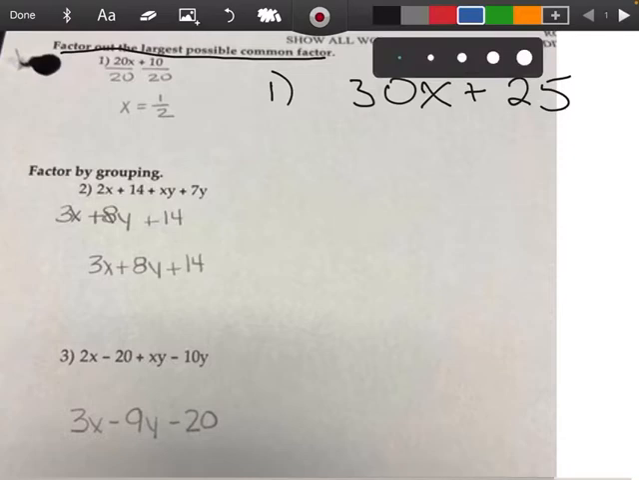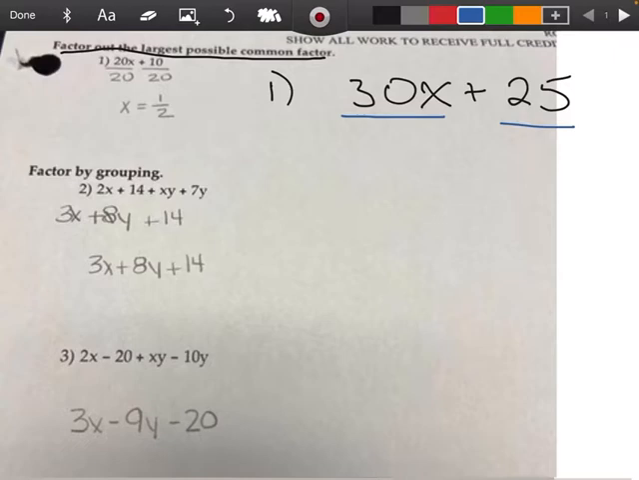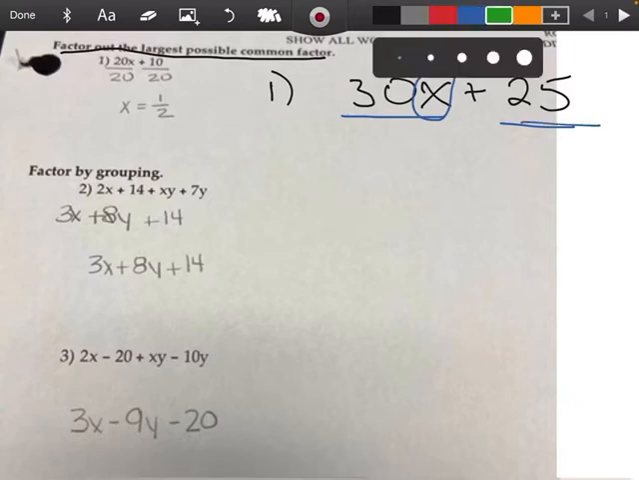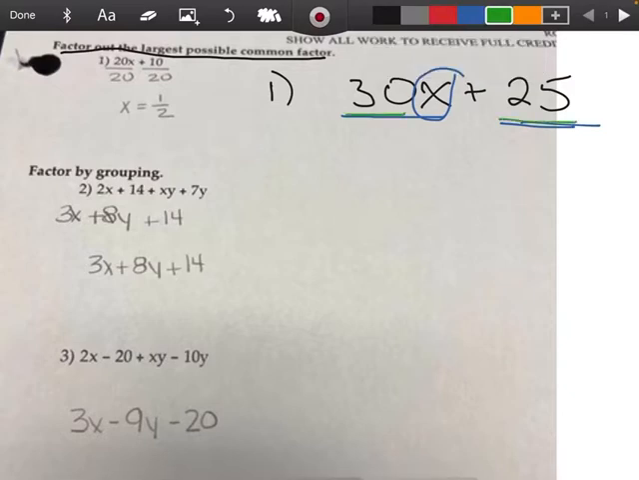So what that means is I'm going to look at both pieces. I'm going to look at the 30x and I'm going to look at the 25. And I'm going to ask myself, do they have anything in common? So the first one has an x, but this one here doesn't, right? So I know I can't take out an x. So then the next thing I'm looking at is, what's the common factor between 30 and 25? Meaning, what's the biggest number I can divide into both 30 and 25? And the number that divides into both of those is the number 5.